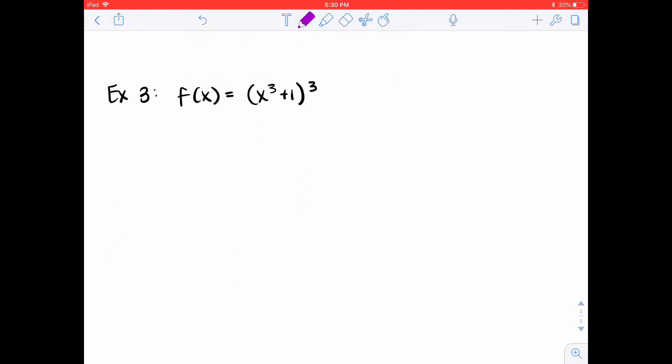Example number 3: f of x is equal to x cubed plus 1, all cubed. In this case, our inner function is the stuff in the parentheses, x cubed plus 1, and the outer is the fact that it's being cubed. Just so you know, you don't have to write the outer and inner every single time. It's just here so we can organize our information a little better.